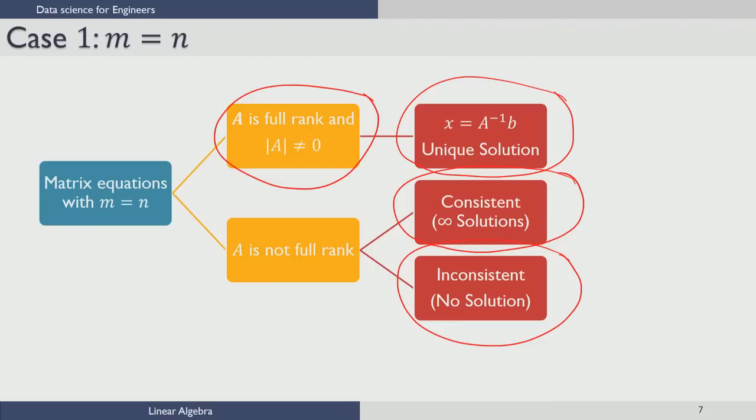So, to summarize, when m equal to n, this is what is called a square matrix, and if the matrix is full rank, determinant A not equal to 0, then there is a unique solution x equal to A inverse b. And when A is not full rank, there are two situations that are possible. One is what we call a consistent scenario, where we could have infinite solutions, and the other one is what is called the inconsistent scenario, where we might have no solution.